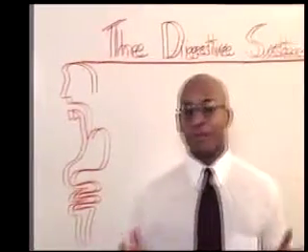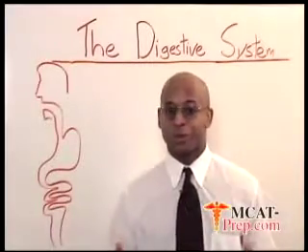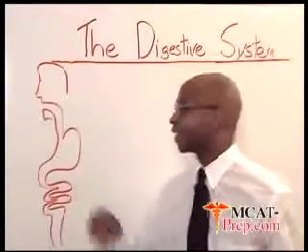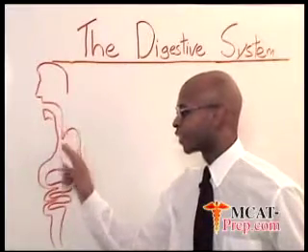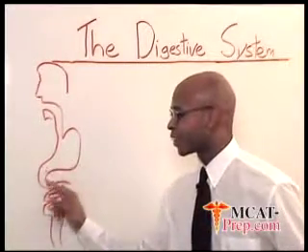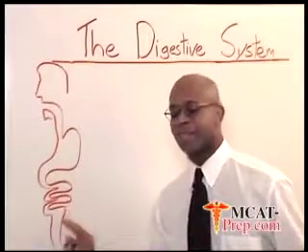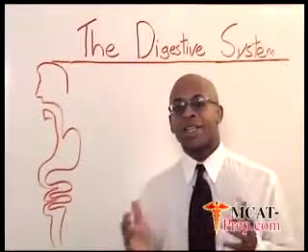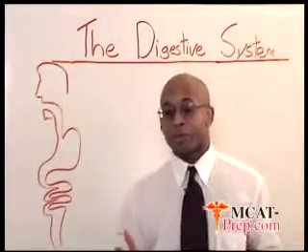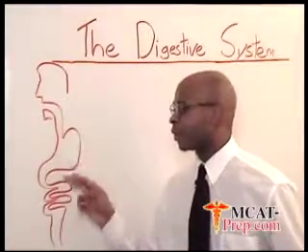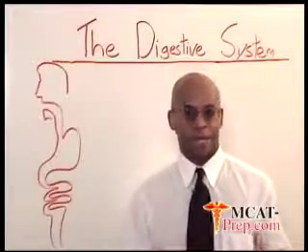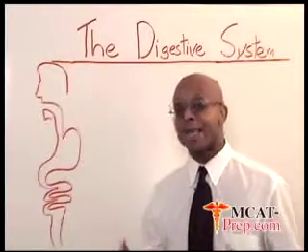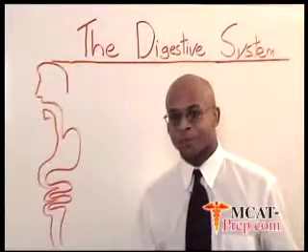You are looking at a very diagrammatic view of the digestive system. This is the person's head, mouth, esophagus, stomach, small intestine, and colon. The digestive system is also called the gastrointestinal system, or the GI tract. It is also called the alimentary canal.